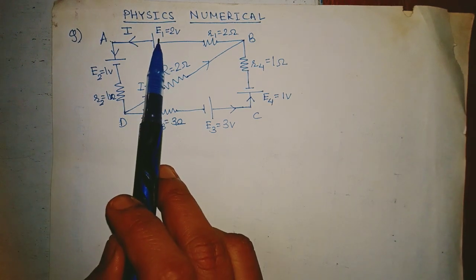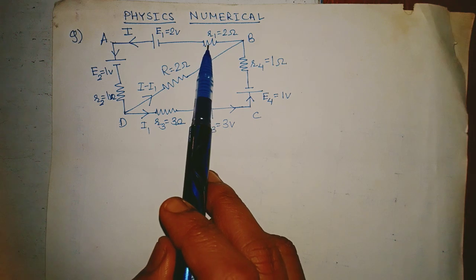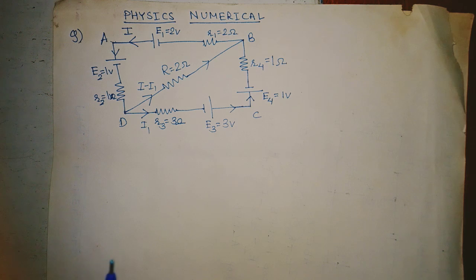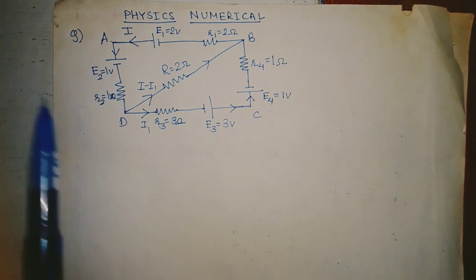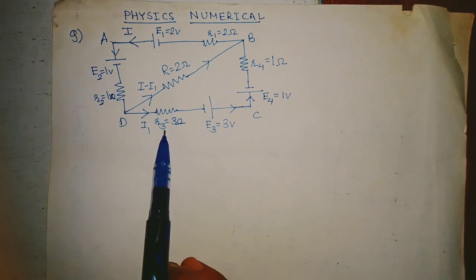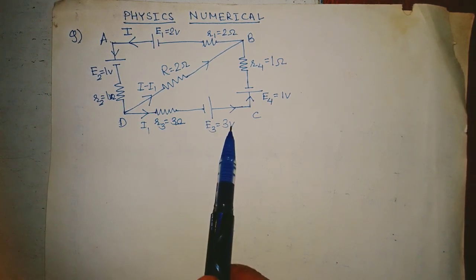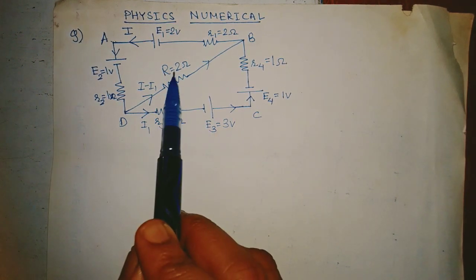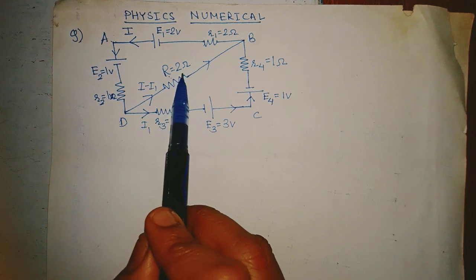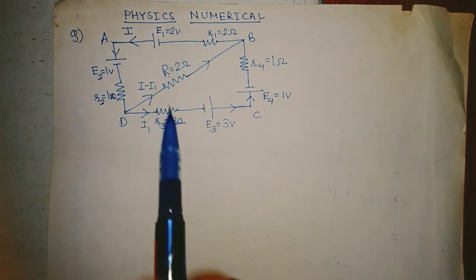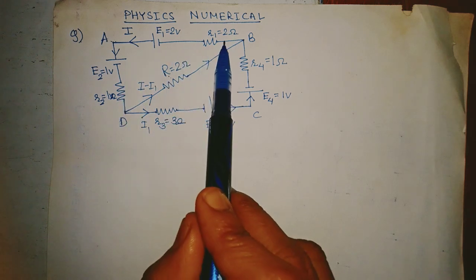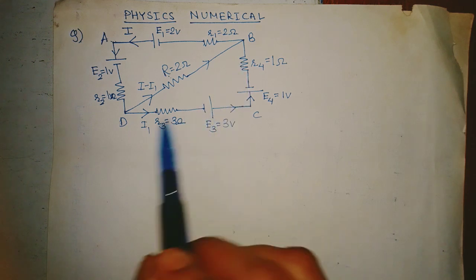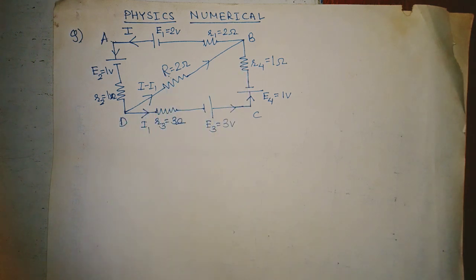EMF E1 is 2 volt. Then there is an internal resistance of this, that is R1, 2 ohm. So you have to consider internal resistance also. E2 is 1 volt, R2 is 1 ohm, R3 is 3 ohm, E3 is 3 volt, and R4 is 1, E4 is 1. And the main biggest resistance is given here, R, which is 2 ohm. Now the current I is in this direction, I1 is in this direction, and I minus I1 is in this direction.